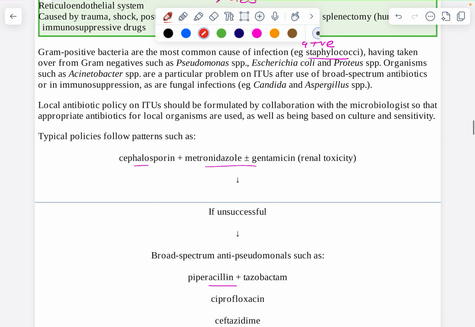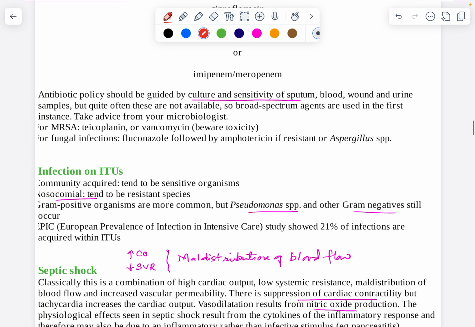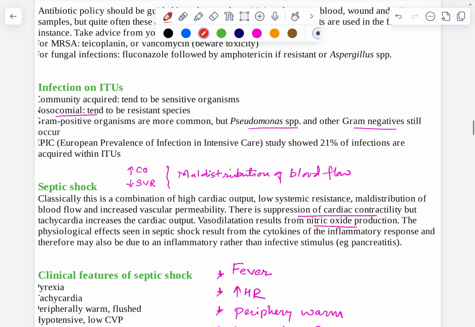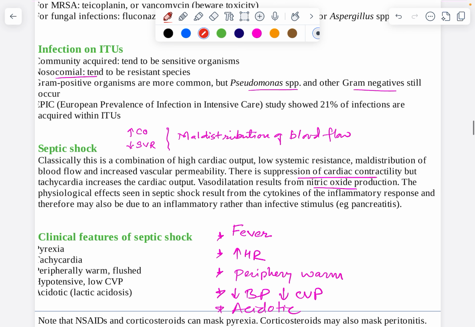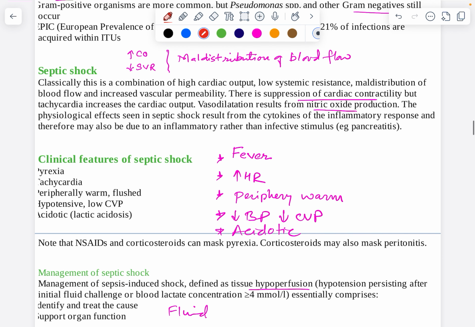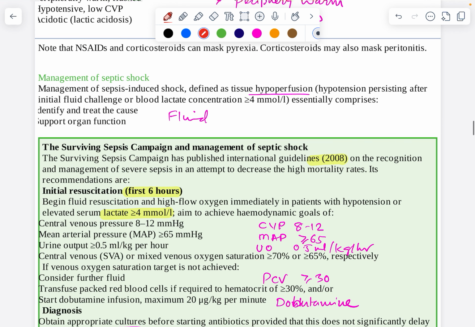Typically antibiotics such as cephalosporin, gentamicin; if unsuccessful, broad-spectrum piperacillin, tazobactam, imipenem, meropenem have to be given. Nosocomial infections, Pseudomonas is most common. These are increased. The European prevalence of infection study showed 25% infection occurred. In septic shock there is maldistribution of blood flow, classically fever, raised heart rate, peripheral warm skin.